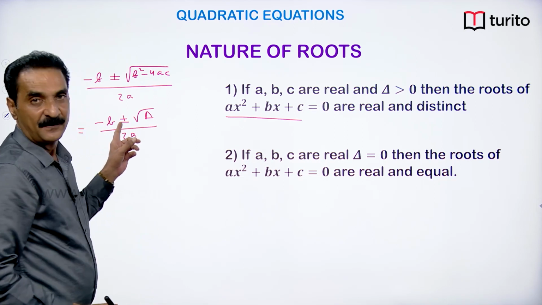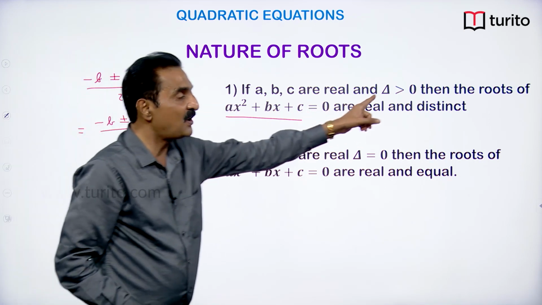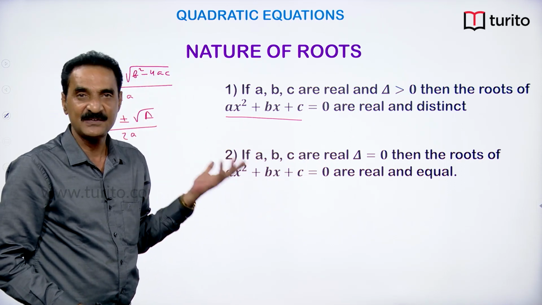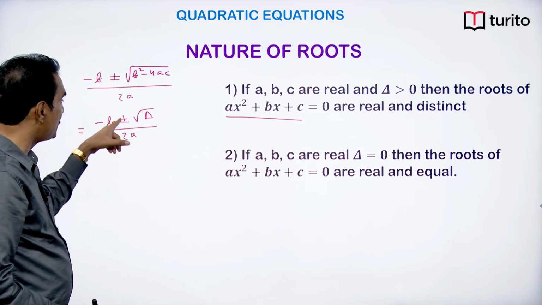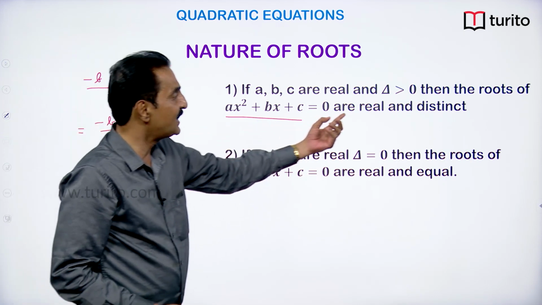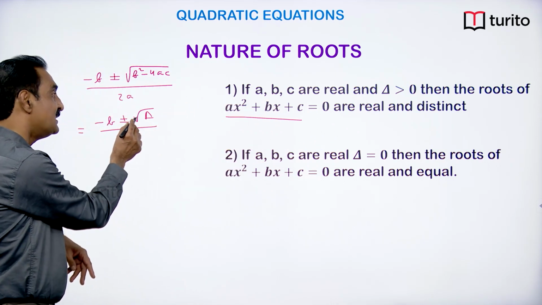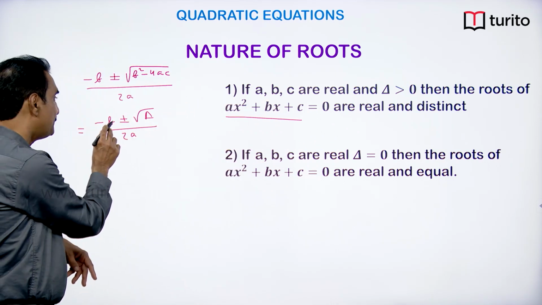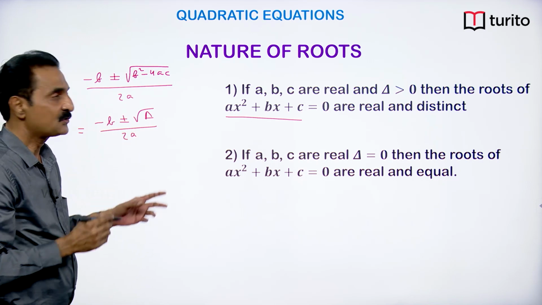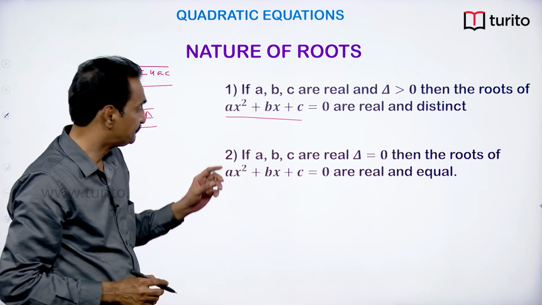Now if a, b, c are real, this is real, this is real. If delta is positive, the square root of delta will be a real number. The square root of a positive number is a real number. Then real number plus or minus real number by real number will be real. So the roots are real and they are distinct because delta is greater than 0. For plus sign you will get one root, for minus sign you will get a different root. So this is one point about the nature of the roots.